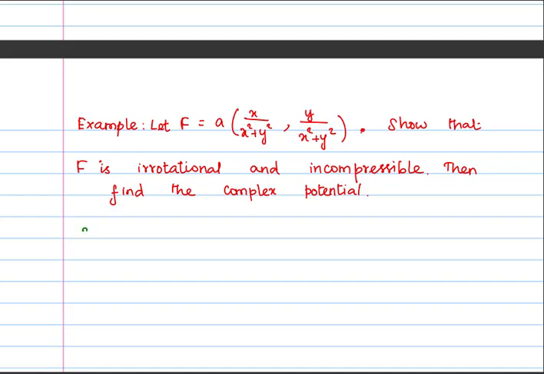So first we start with how the function is irrotational. Irrotational means its curl is 0, or curl free. So curl of F vector is 0. This implies the vector field F is irrotational.